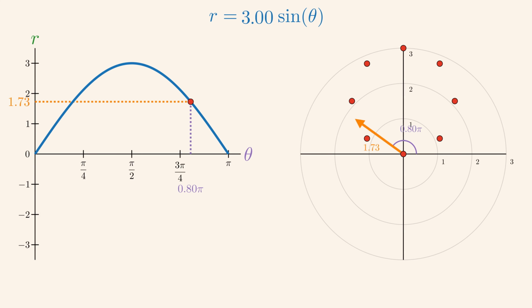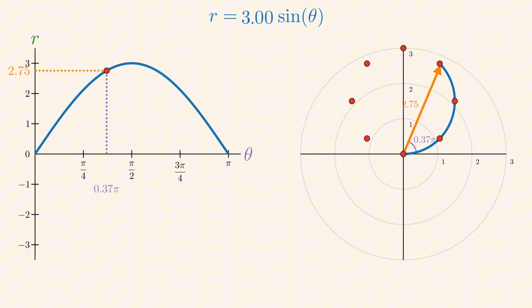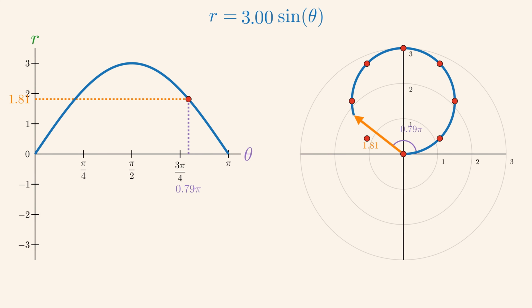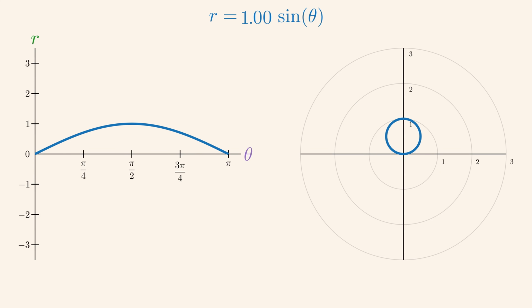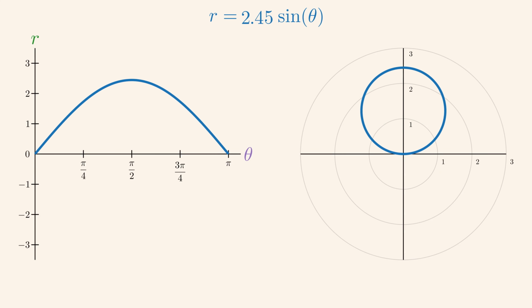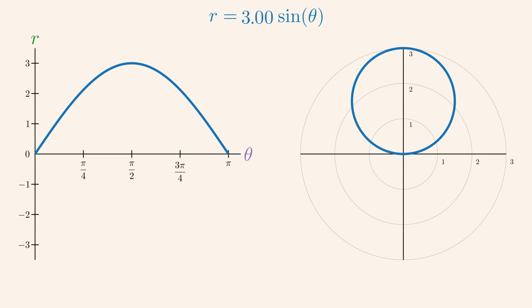Now we shall go back to the beginning and create a smooth sketch that passes through all of the points. We can change the coefficient of the sine function to adjust the amplitude on the Cartesian plot and the radius of the lobe on the polar plot.